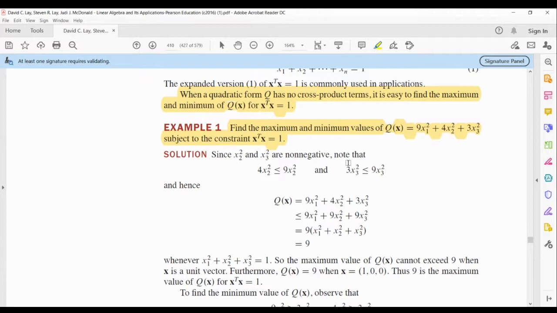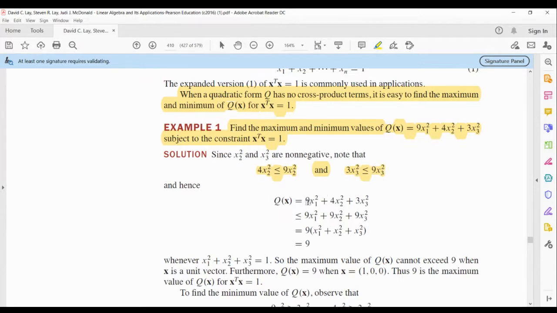So, okay, let's take a look at what they're doing here. They note that certainly, since x2 squared and x3 squared are non-negative, 4x2 squared would have to be less than 9x2 squared, and 3x3 squared would have to be less than 9x3 squared. Okay, so in other words, 9 gives like the biggest weight of the three coefficients, 9, 4, and 3. 9 has the biggest weight.